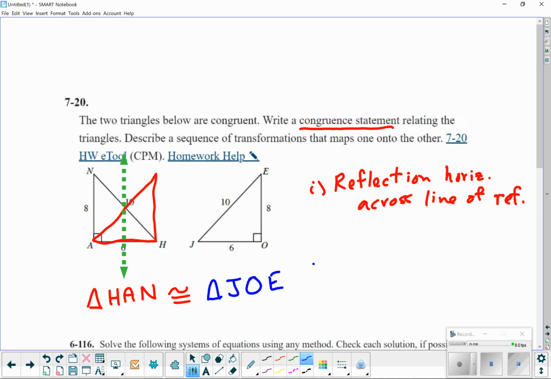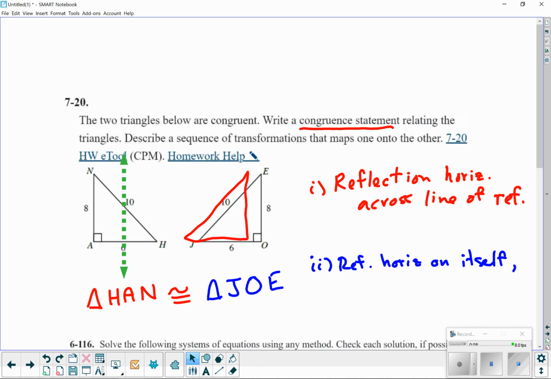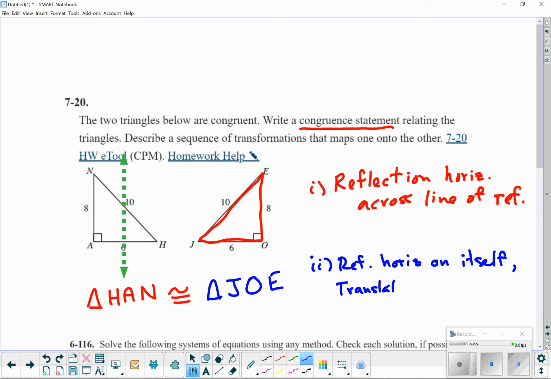Okay, second thing I can do, reflect, I'll just abbreviate, horizontally on itself, which is where we're sitting at right now. Okay, and then I'm going to take it and translate it to the right, meaning move it to the right, and that's where I end up. So if I reflect horizontally on itself, and I'm going to translate right. Okay, so there's two different moves you can make.